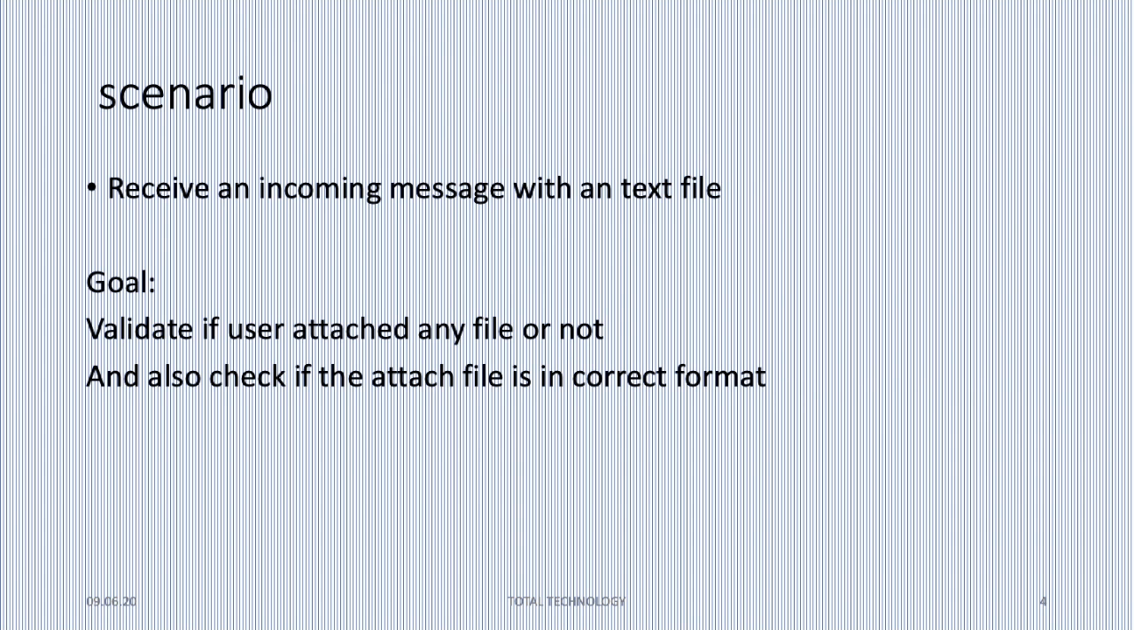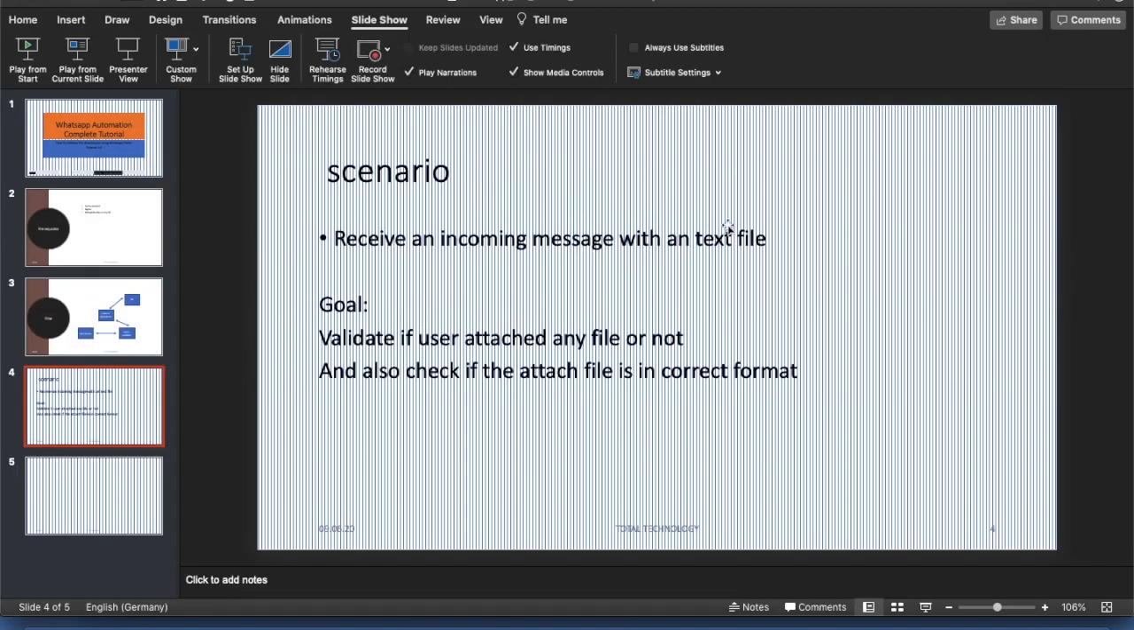So we receive an incoming message with a text file. So there's some typo with a text file, and the goal is to validate whether the user attached any file or not, and also check if the attached file is in the correct format. So we're going to check if the user attached any file or not.